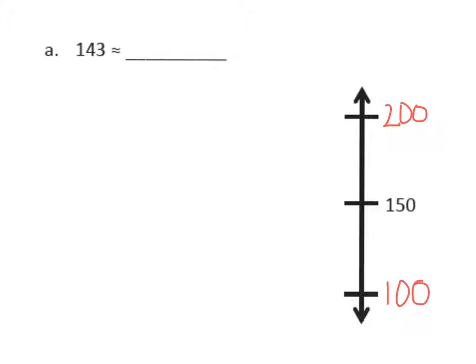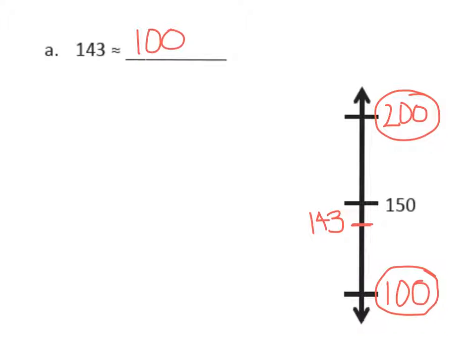So now I need to think about where 143 is going to go on my number line. So it would be about right here on my number line. Close to 150, but not quite. So now I need to ask myself, is it closer to 100 or is it closer to 200? So 143 is closer to 100. So it rounds to 100.